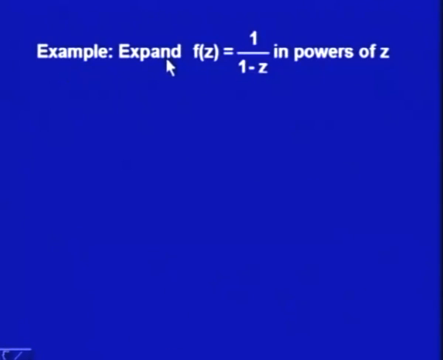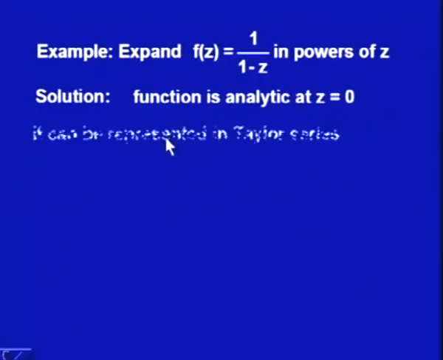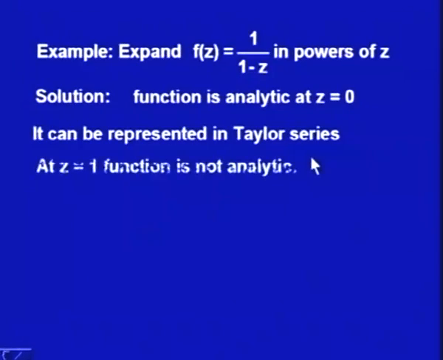So, let us illustrate with some examples. We have been given a function 1 over 1 minus z and we have to expand it in powers of z. We know that this function is analytic at z is equal to 0. If we have to express this in powers of z, then it should be analytic at z is equal to 0, so it can be represented in a Taylor series. At z is equal to 1, the function is not analytic, it is not defined at z is equal to 1. So, there is no question of analyticity at z is equal to 1.